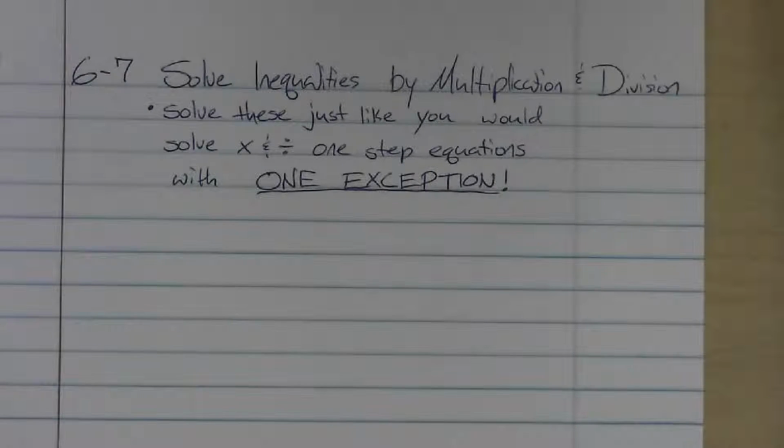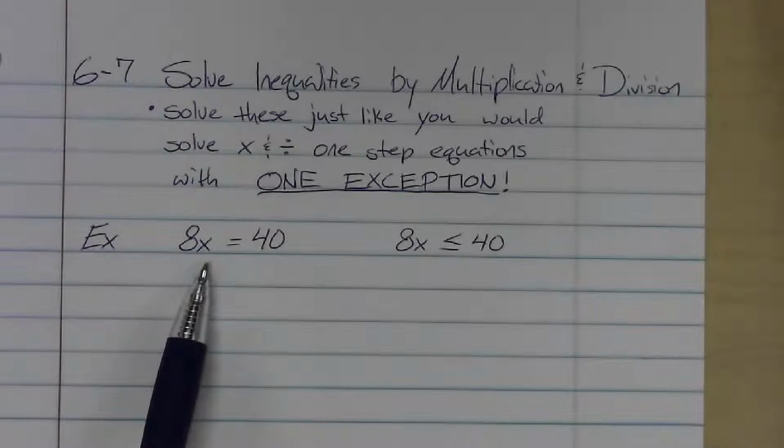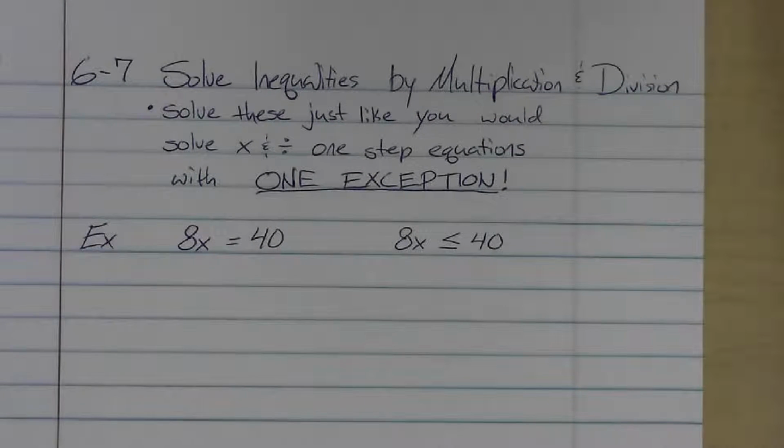First, let's take a look at how to solve some of these without the exception. Here you see that I have an equation on the left-hand side, 8x equals 40, and I have an inequality that's very similar. 8x is less than or equal to 40. Both of these we're going to solve by taking care of that coefficient, the 8. Watch. Divide by 8 on both sides. The 8's on the left cancel. And 40 divided by 8 is 5. Notice how similar these two problems were. We solved the inequality just like the equation.